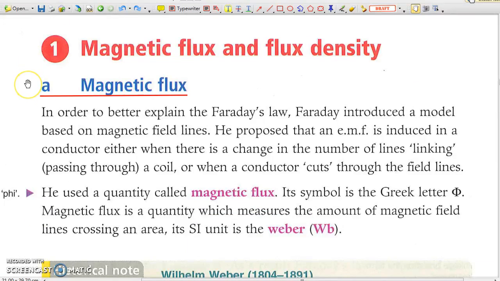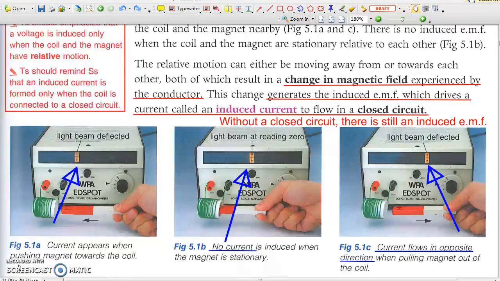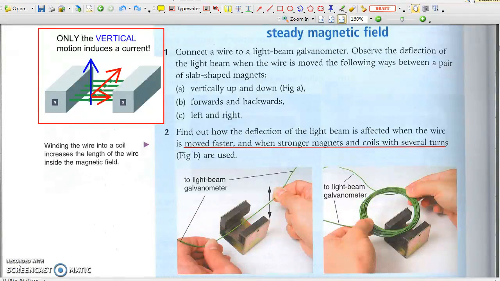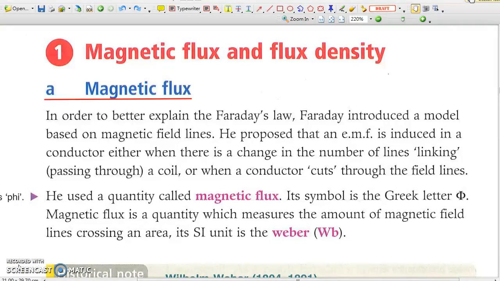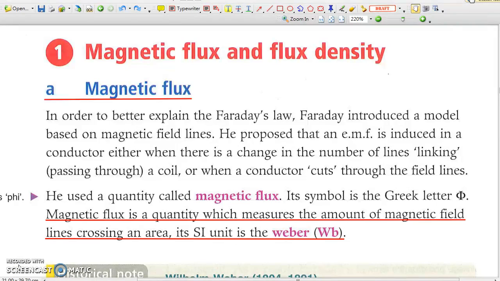A. Magnetic flux. You should still remember the two different situations when an EMF is induced. One is when a conductor experiences the change in magnetic field, and the other is when a conductor cuts magnetic field lines. In both cases, we must first measure the number of field lines, which is called magnetic flux. Strictly speaking, magnetic flux measures the amount of magnetic field lines crossing an area perpendicularly. It has a symbol, represented by the Greek letter phi, and has a unit of Weber, Wb.